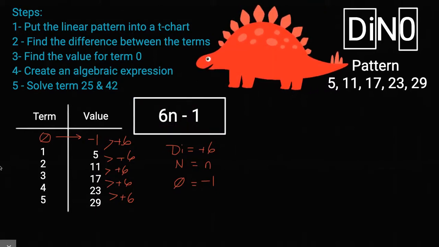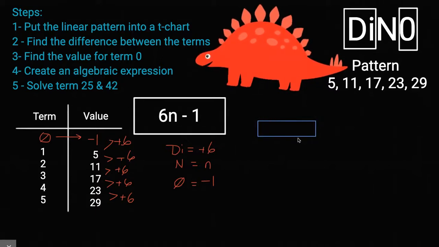Okay, awesome. So I have an algebraic expression. My next goal is to solve for term 25 and 42. This might be getting repetitive, but you want to be telling yourself these steps because you don't want to skip any. Start with the algebraic expression.